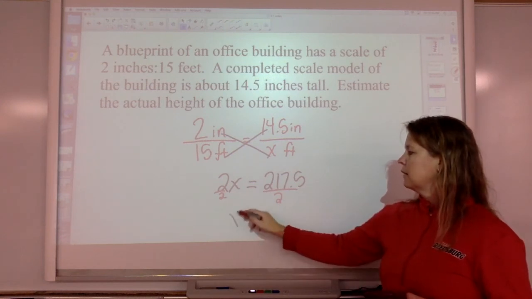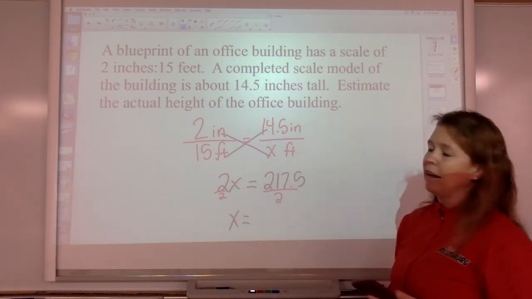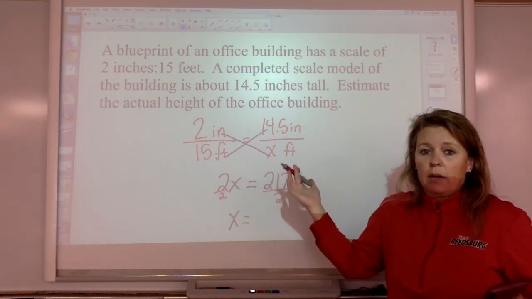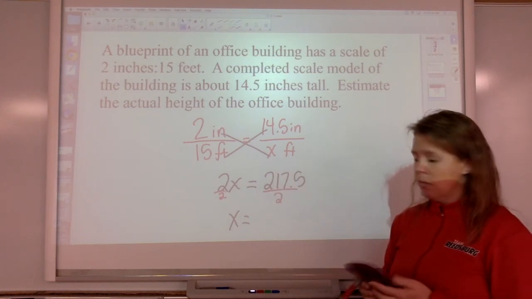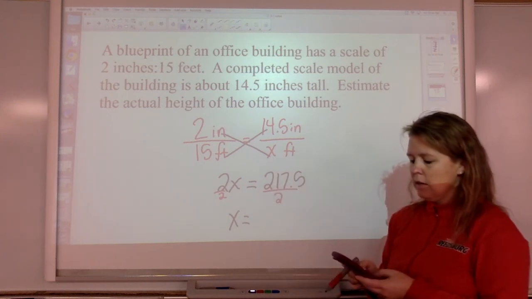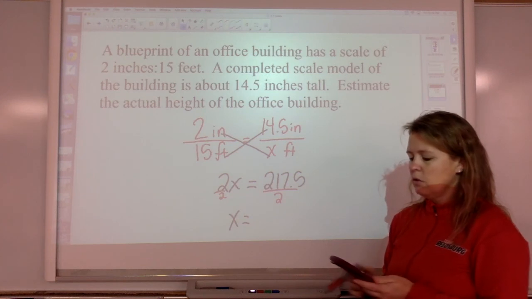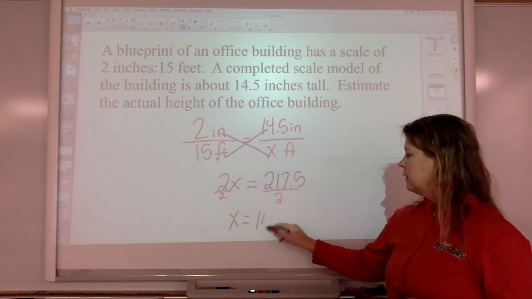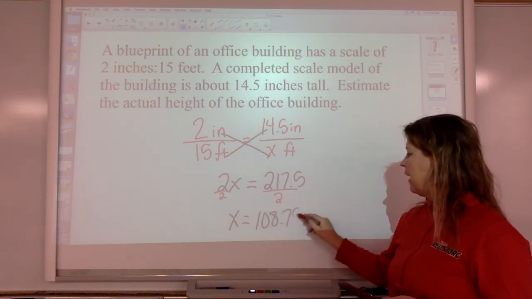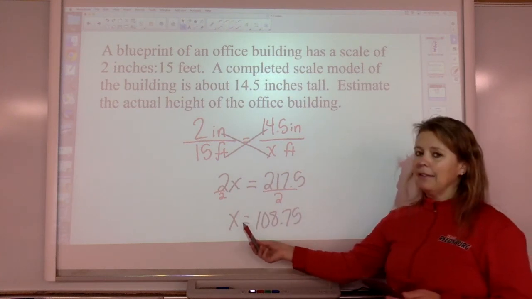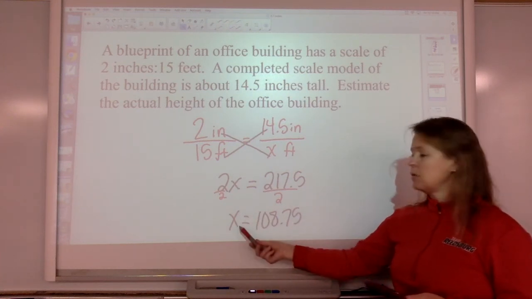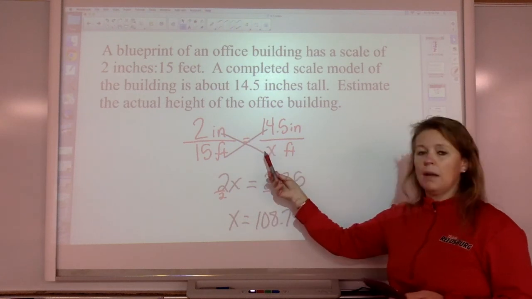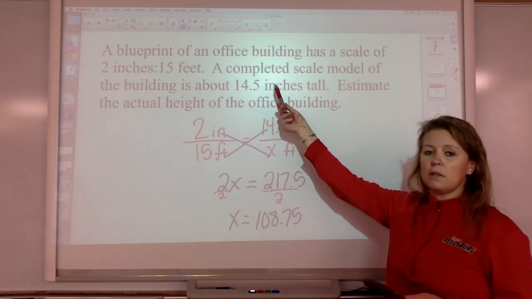Make sure that this makes sense. How tall is the actual, it does say office building, so it could be a Willis Tower or it could be really huge. If I take 217.5 and divide it by 2, I get 108.75. And reminder, this is not your answer. This is the answer to an equation, but we made our own equation. There wasn't an equation in the problem.